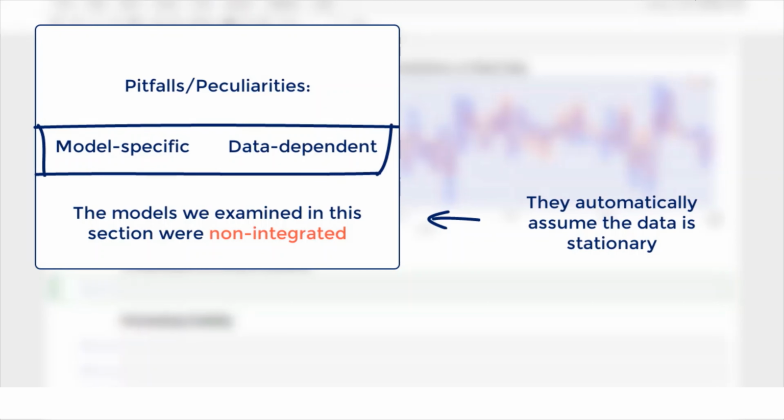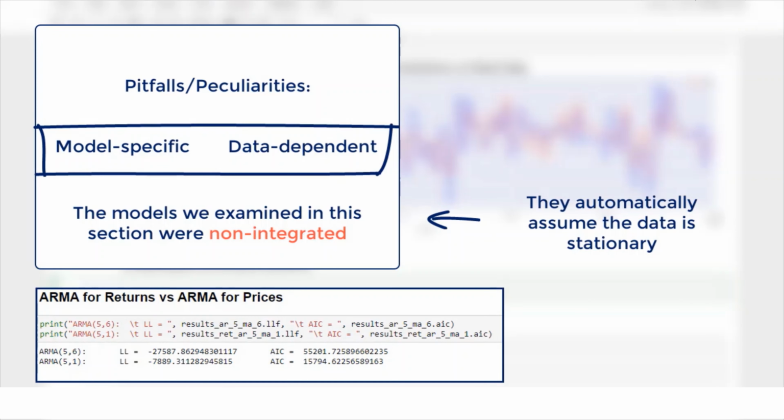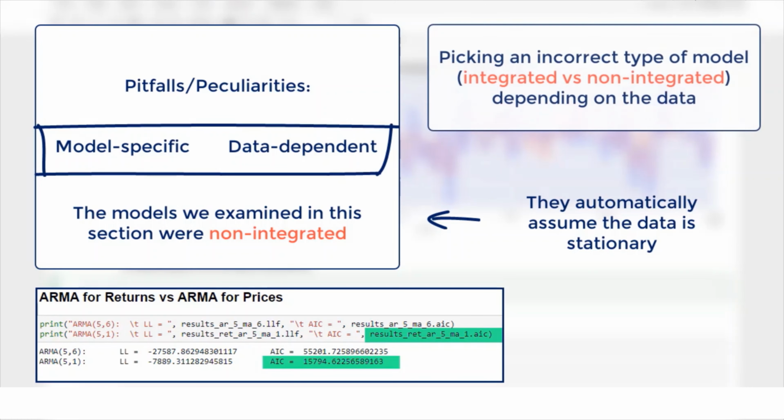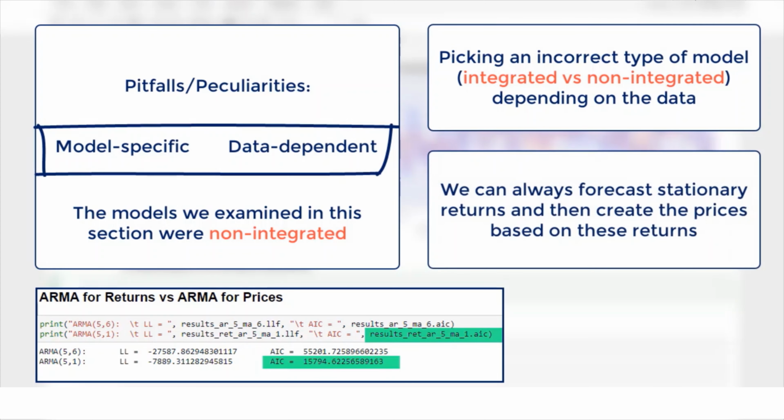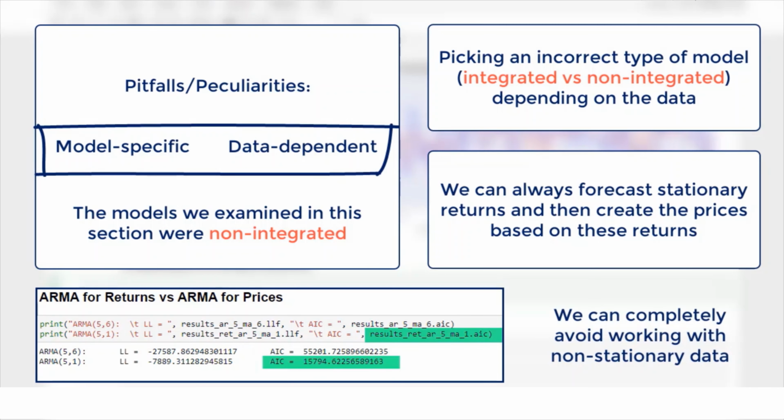If you recall, we compared the AICs of the best ARMA models for prices and returns, and the latter yielded a much lower result. So the first possible pitfall comes from picking an incorrect type of model, depending on the data. Of course, we can always forecast stationary returns and then create the prices based on these returns. Therefore, we can completely avoid working with non-stationary data.